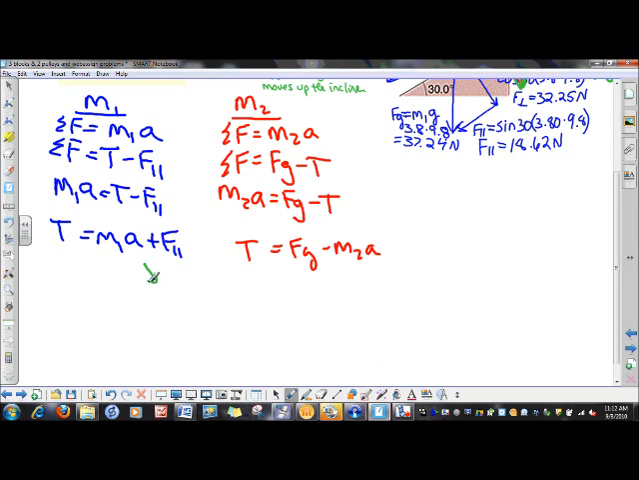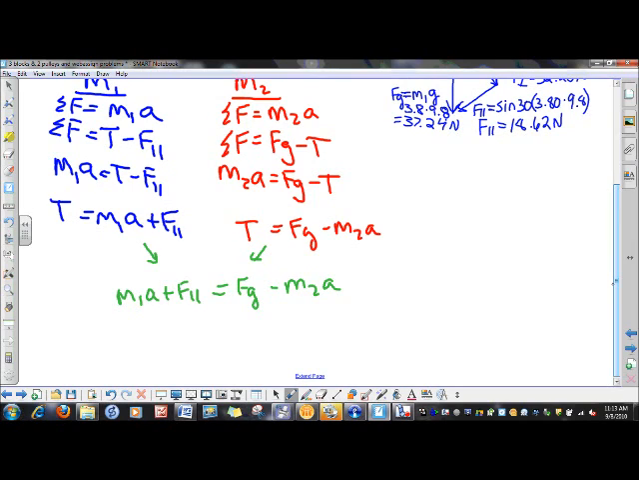Then I'm going to substitute. I'm going to mash them, my friends. That gives me M1A plus F parallel equals FG minus M2A. And I'm about done. I just might as well clean it up and solve for A. So that's going to be A equals FG minus F parallel all over M1 plus M2. Okay, I just kind of skipped a step, went right to it. We've seen that a few times.